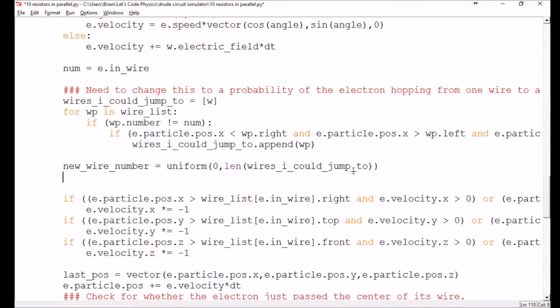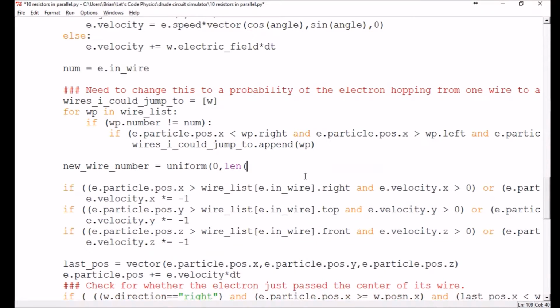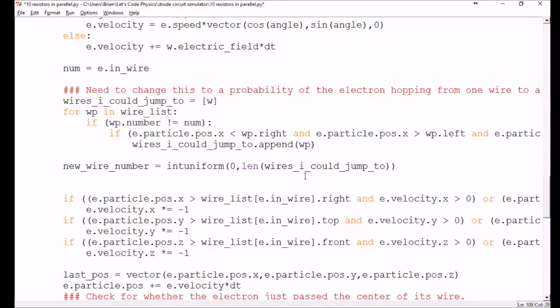So what we're going to do is take that number and round it down. For example, if we had 3 wires it could jump to, it's going to go from 0 to 3. But what that means when we round it down is that we're going to get a number that's 0, 1, or 2. Actually, I don't have to do that, I can just do that here. We're going to turn this into an int. In other words, we're going to truncate this random number down to an integer.